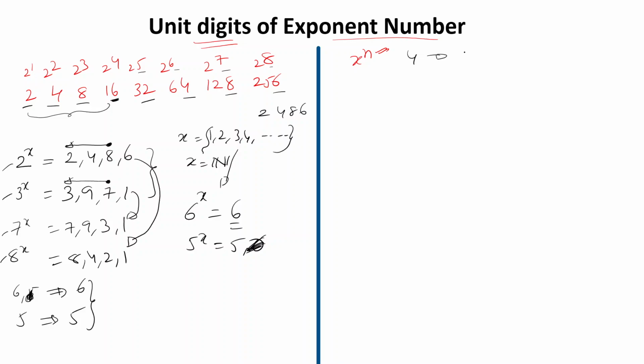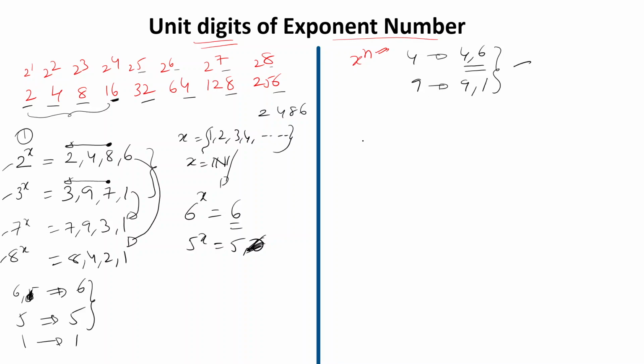For 4: 4 to the power of 1 is 4, 4 times 4 is 16, and 6 times 4 is 24, so it is again repeating. Coming to the 9: 9, 9 times 9 is 81, so 1, and again 1 into 9 is 9. So these are the patterns for 4 and 9. Now 1 is over: if it is 1, it is always 1. Now 2, 3 and 4, 5, 6, 7, 8 and 9 are over.